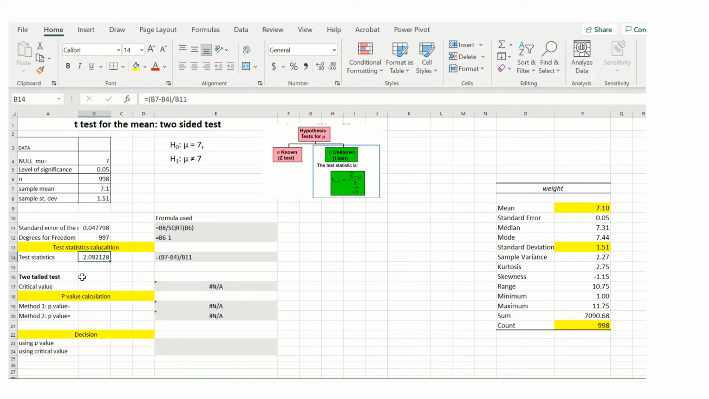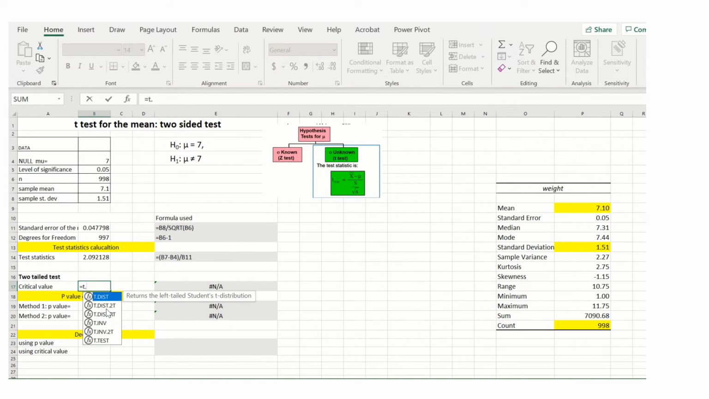So what we're going to do, we will first calculate the critical value. Again, it is not necessary, but I'm going to show you two different ways to make a decision. One of them is a critical value. For that value, we're going to just see in a t-distribution what will be the area for that given test statistics. For that reason, we're going to use a T.INV.2T function.